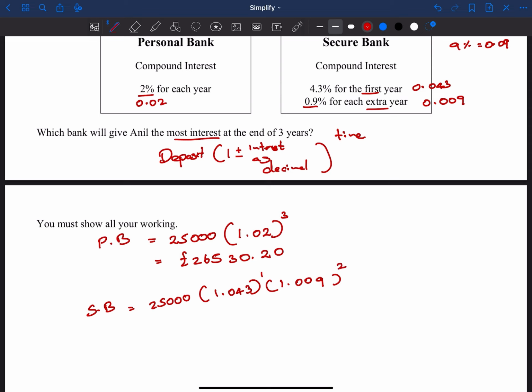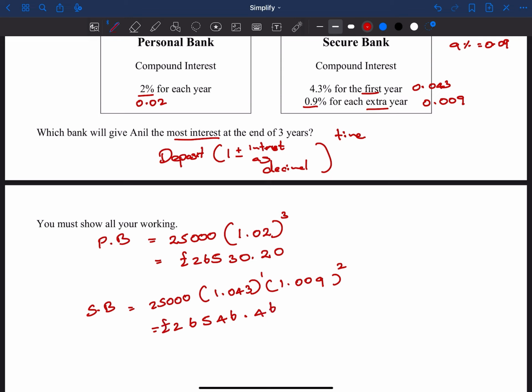Plug it straight away into a calculator, the whole thing. 1.043 to the power 1, the bracket, 1.009 to the power 2. That gives 26,546.46.